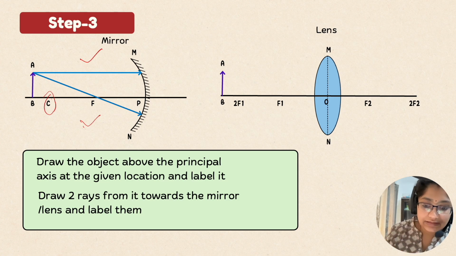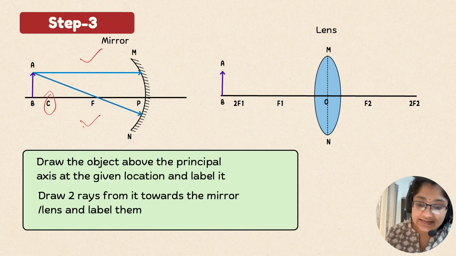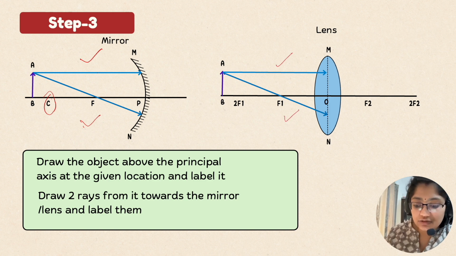Either of the two you can take. One will always be parallel to the principal axis. This makes the drawing easier. Similarly, in the case of lens, you will take two rays. Again, I have taken one parallel and one passing through the focus. As the object goes closer, you can take the one passing through the optical center as well.